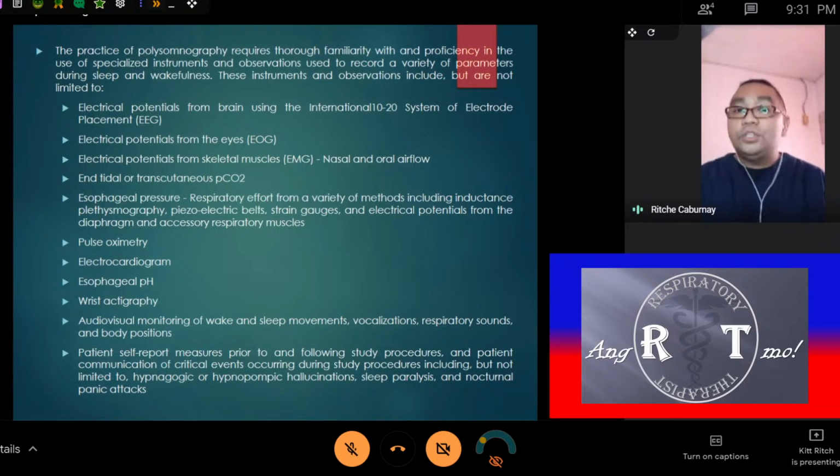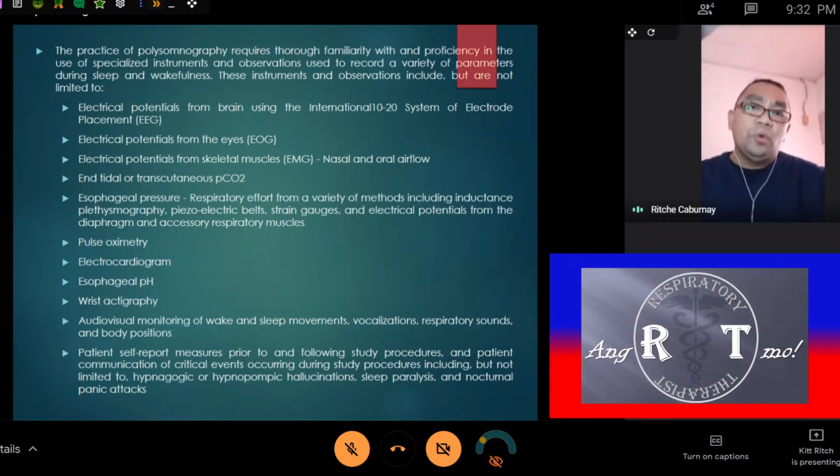We're also monitoring EMGs, or electromyogram, of the skeletal muscles, specifically to monitor the nasal and oral airflow. At the same time, we're putting chin EMGs to monitor bruxism, or tooth grinding, so to speak. We're also measuring end-tidal or transcutaneous CO2 while the patient is breathing.